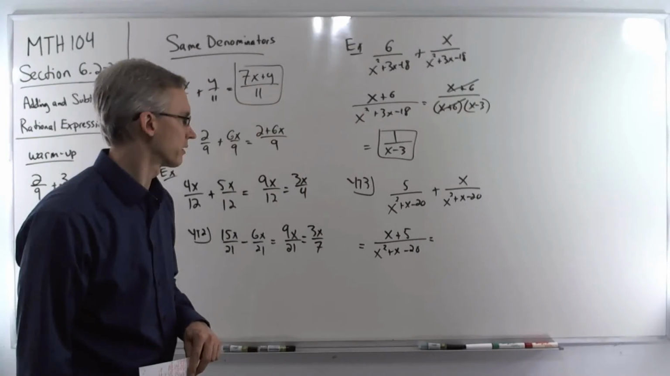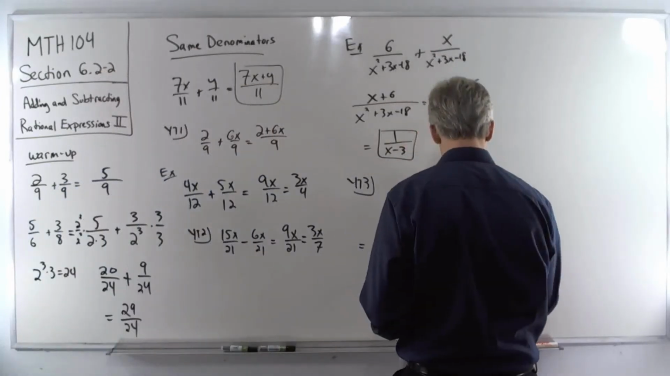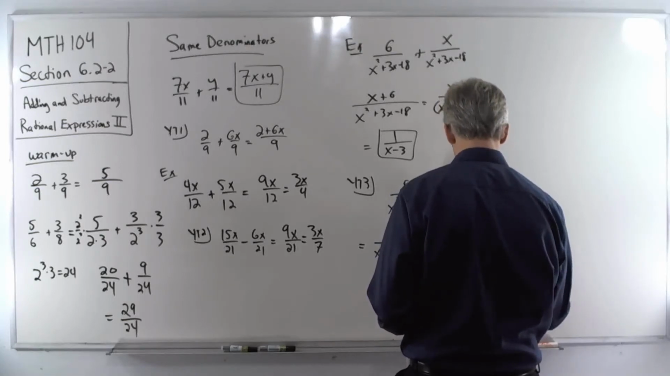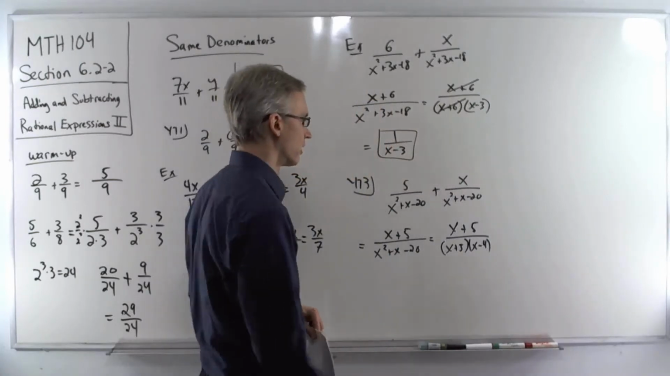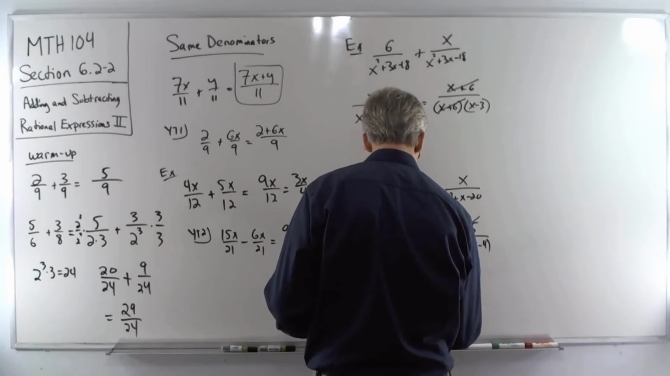So putting them together, we get x plus 5 over our common denominator. Now we can factor this, and we get x plus 5 times x minus 4. The x plus 5's cancel, and we get 1 over x minus 4.